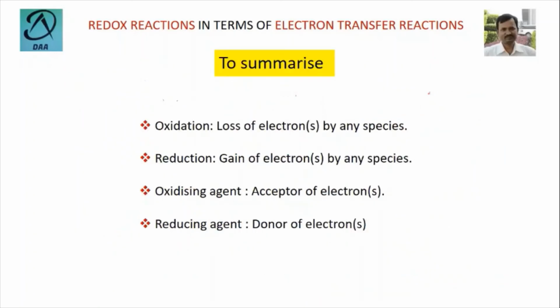So now if we summarize this, then we'll see what oxidation is. Oxidation means loss of electrons by any species, and reduction is the gain of electrons by any species. And an oxidizing agent is the acceptor of electrons, and a reducing agent is the donor of electrons. From the previous understanding, we came to know these four things: what is oxidation, what is reduction, what is an oxidizing agent, and what is a reducing agent.